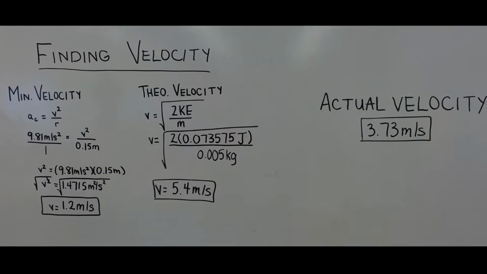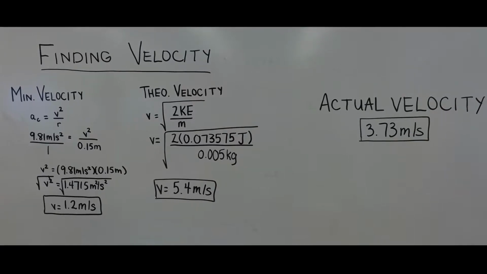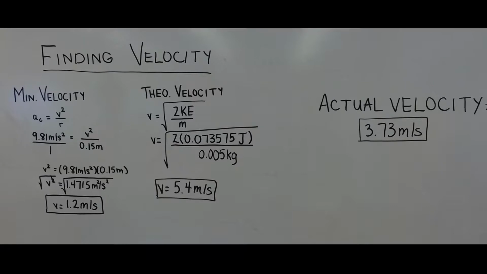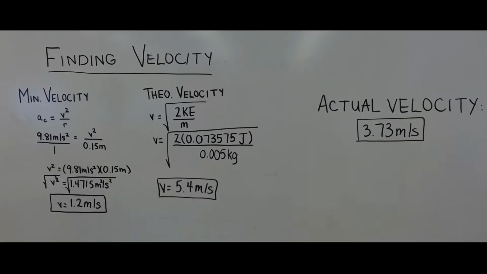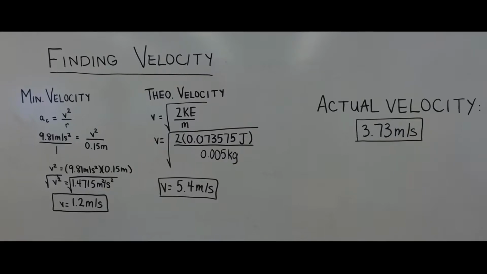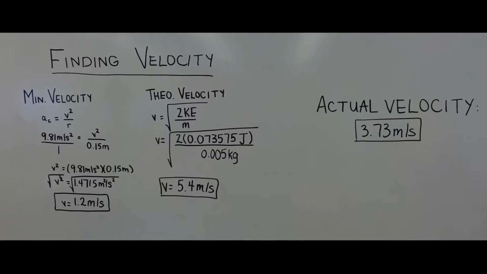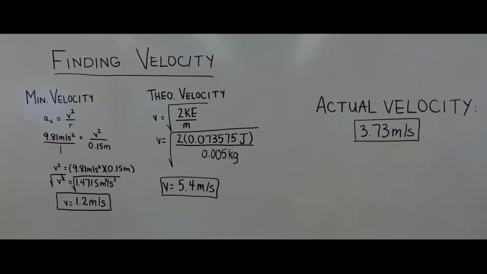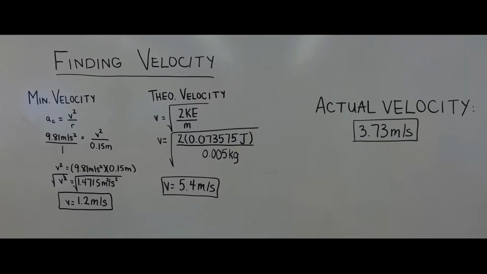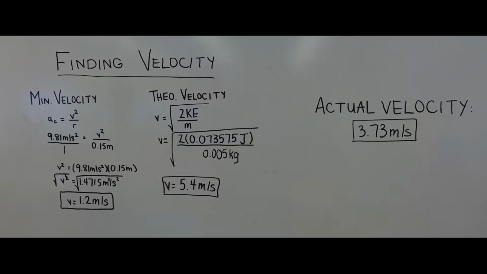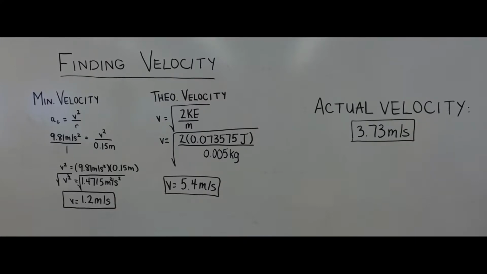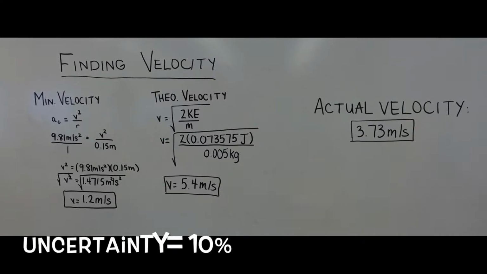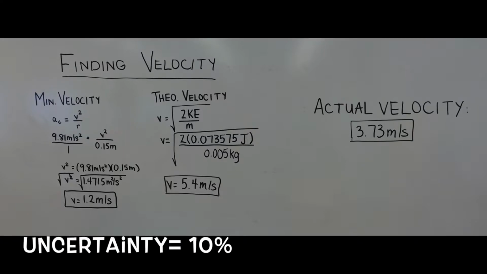To find the theoretical velocity, we use the equation V equals the square root of 2 times the kinetic energy divided by the mass. We plug in 0.073575 joules for our kinetic energy and 0.005 kilograms for the mass of the marble. When you solve for that, you get a value of 5.4 meters per second for our theoretical velocity. Our actual velocity that we measured with the photo gate does not fall within our uncertainty.